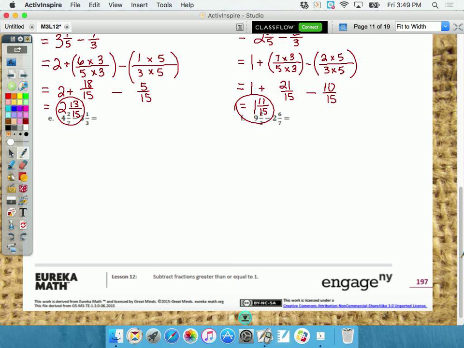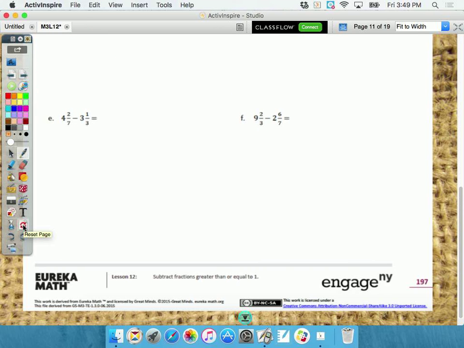Okay, let's take a look at the last two. These are similar to ones we've already done. I'm looking at E right now and I can see that I'm going to have a whole number of 1 when I finish subtracting the whole numbers. Just move 1/3 to the outside. So that leaves me with 1 and 2/7 minus 1/3. For this one, 1 and 2/7, I don't need to borrow 1. I'm just going to use the 1, make it 7/7, then add 2/7. So I will get 9/7 minus 1/3.